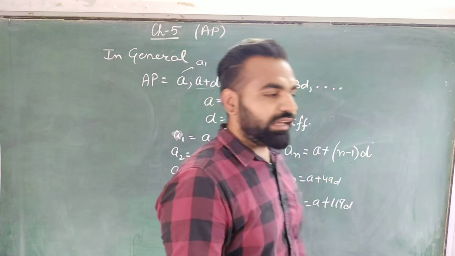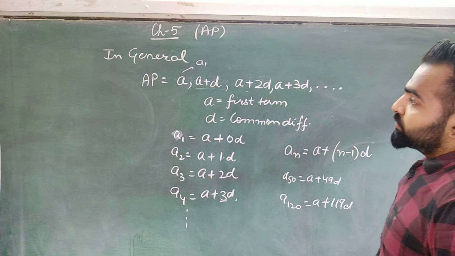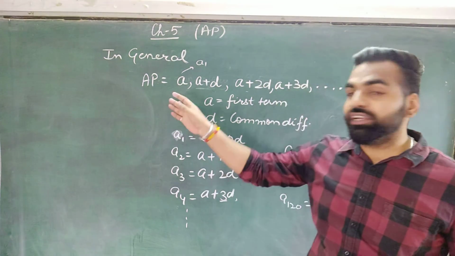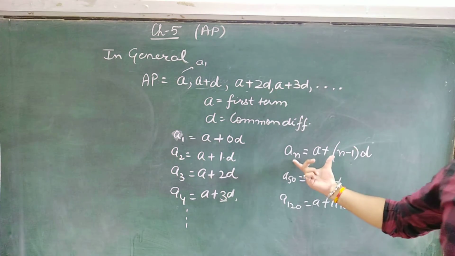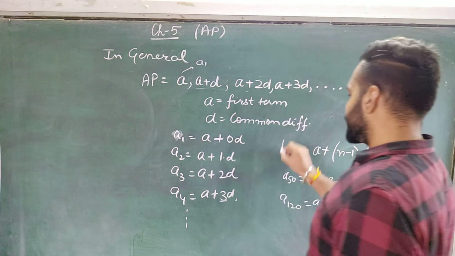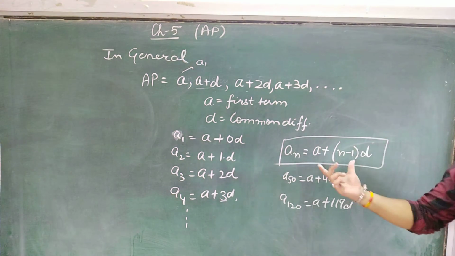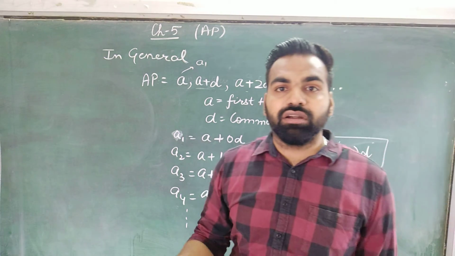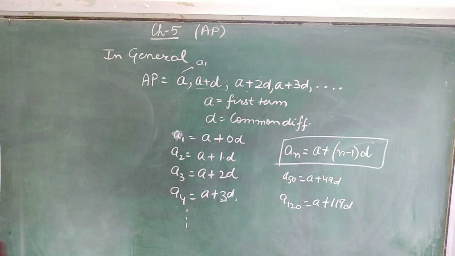And in this form we can calculate as many terms as we want. Clear, students? If you want to find the 500th term in a series, then we don't need to write all the 500 terms. We can use this formula, an equal to a plus n minus 1 into d. If a and d are known, then we can directly calculate the term which will appear in the 500th place. So this was all about the theoretical part of AP.